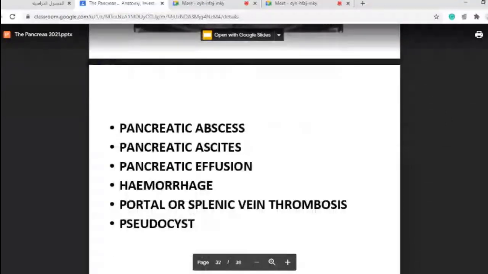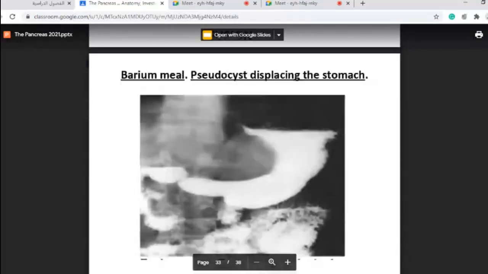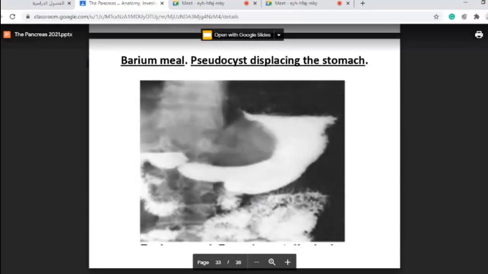So pancreatic abscess, pancreatic ascites, pancreatic effusion, hemorrhage, portal or splenic vein thrombosis, cirrhosis. These are serious complications of acute pancreatitis. Cirrhosis may develop later on.